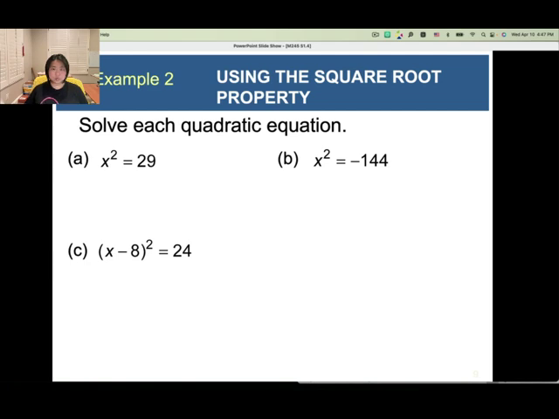For the first one, we take the square root of both sides and add the plus minus. Then we can simplify the square root of 29 here. So this is going to be my final answer.